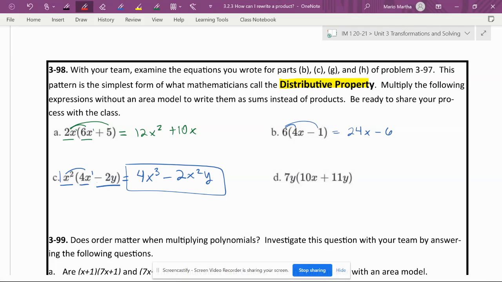And then part D, so we want to distribute the 7y, so we're going to multiply both times the 10x and the 11y. So first the 7y times 10x gives us 70, and then y times x is just xy. 7 times 11 gives us 77. And then y times y gives us y squared.